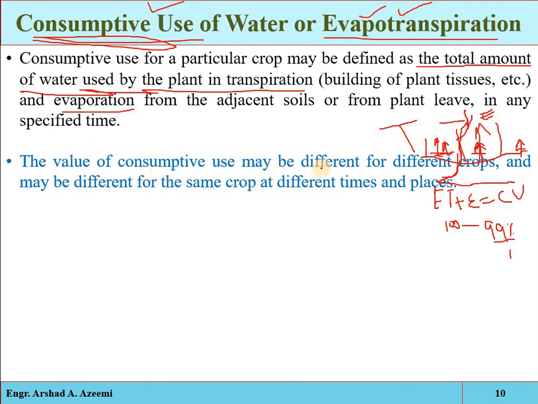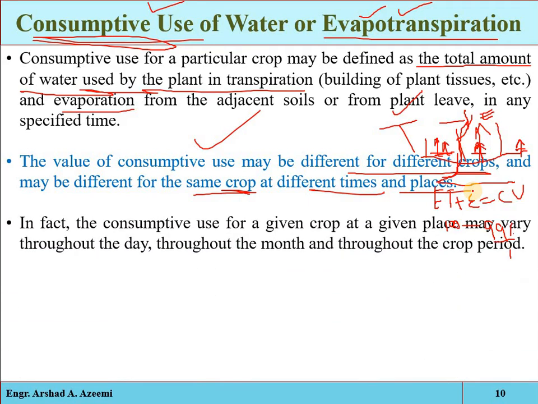The value of consumptive use may be different for different crops. For each and every crop the transpiration rate will be different, and different crops are grown in different seasons. In different seasons the climatic conditions will be different, so the evaporation rate and the transpiration rate will be different. So the consumptive use is different for different crops, and also different for the same crop at different times and places. For example, the same crop, wheat. If wheat is cultivated in Peshawar and wheat is cultivated in other districts in northern parts, the crop requirement will be different. And also with respect to time, the consumptive use will be different.